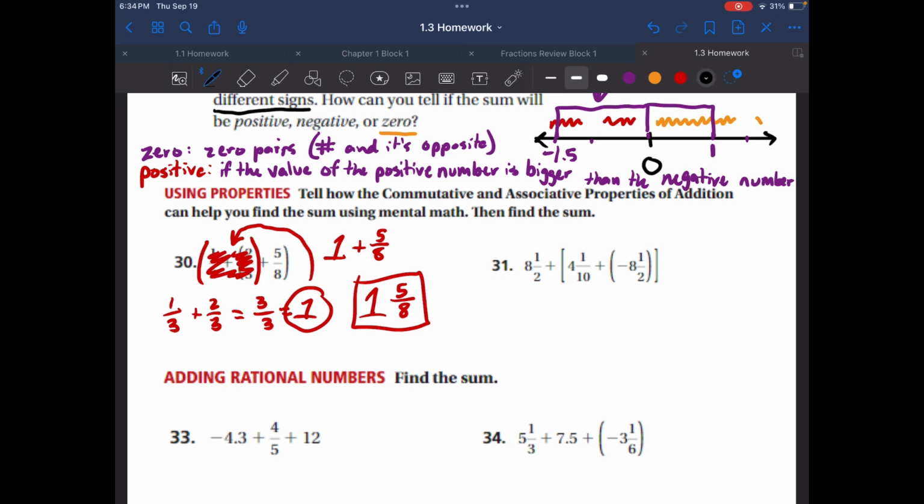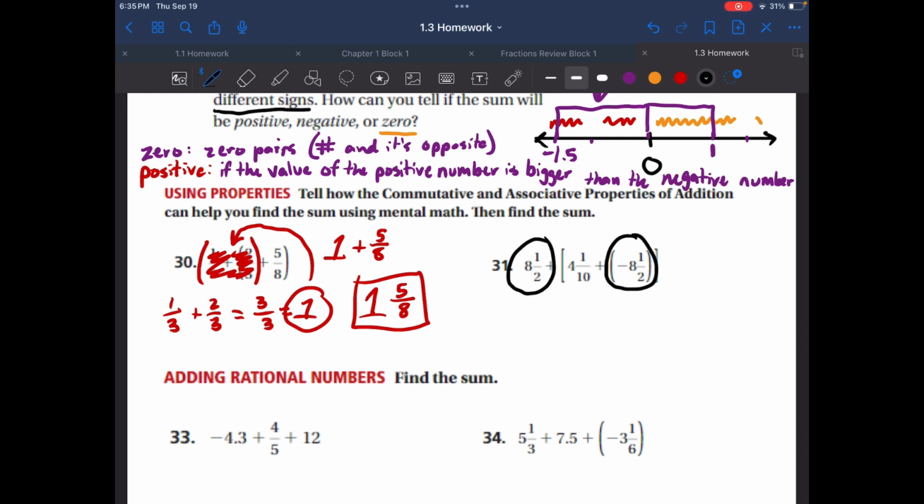For number 31, it's saying, hey, same thing here. I have all these different numbers, 4 and 1/10 and negative 8 and 1/2. Whoa, that's going to be a lot of work if I try to do that right away. Instead of looking at those two, I'm going to zoom out and see, hey, I've got a positive 8 and 1/2, and I've got a negative 8 and 1/2. Guess what those are? Those are zero pairs, right?